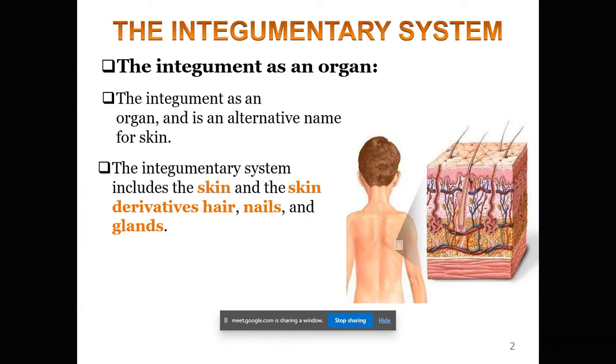So what is the integumentary system? Integument we consider as an organ, and it is an alternative name for the skin. The integumentary system includes the skin and skin derivatives, that is hairs, nails, and various glands that are embedded in the skin.